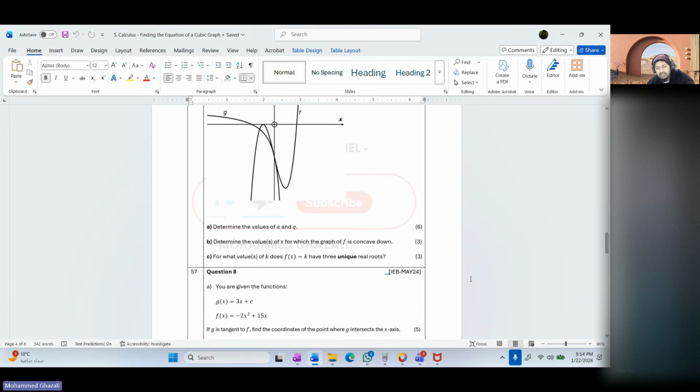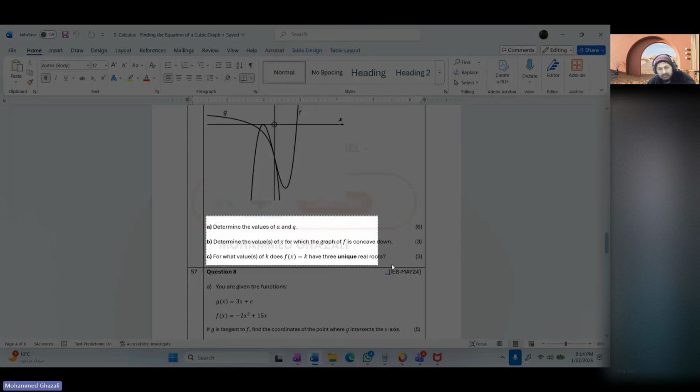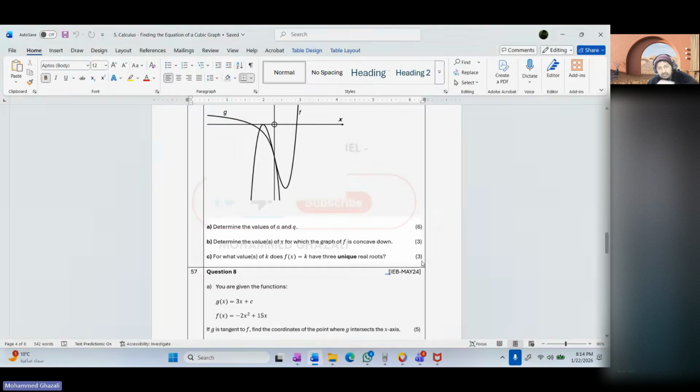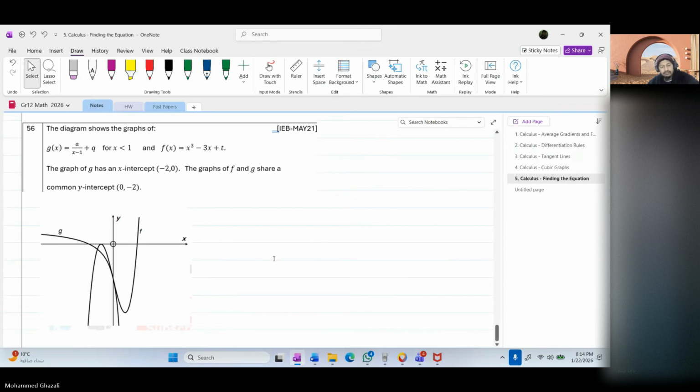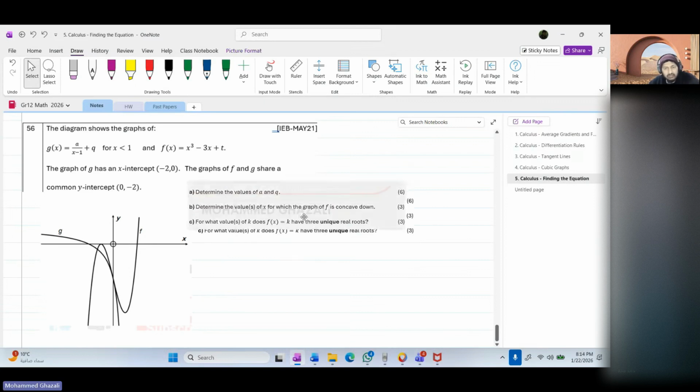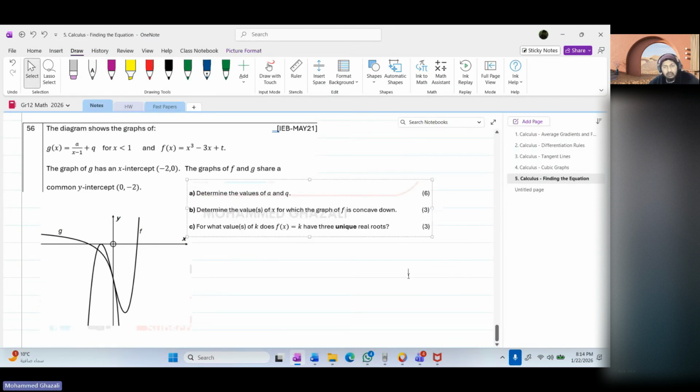See, look at the questioning technique. It's like 6 marks, 3 marks, 3 marks. It carries lots of marks. Right, so those are the 3 questions. Now, look at the information that was given here. So we have the diagram shows the graphs of g of x, right? So it's only a simple graph, but it's x less than 1. What does x less than 1 mean?